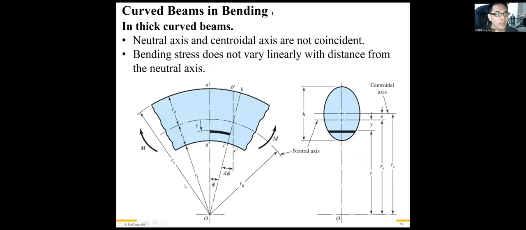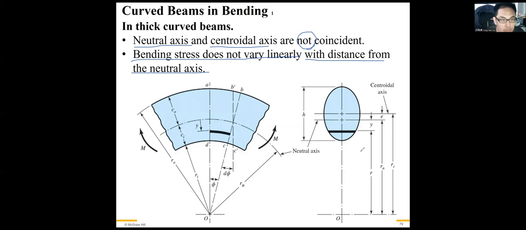Okay, so curved beam in bending. Suppose we have a thick curved beam, not a straight beam. So what's the difference from the beam? The difference is that the neutral axis and the centroid axis do not coincide, and the bending stress does not vary linearly with distance from the neutral axis. What does that mean?